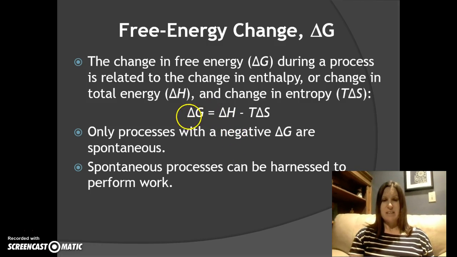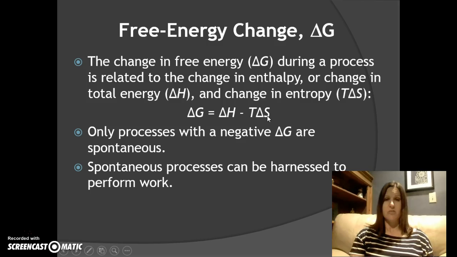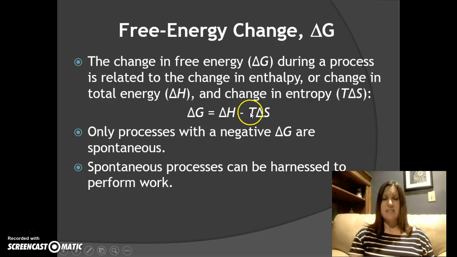How do you get a negative delta G? When the final free energy is less than the initial free energy. So let's go over that again. When the final amount of free energy is less than the initial amount of free energy, that's how we get a negative delta G. And so our cells take these spontaneous processes, and we can harness that energy to perform work.